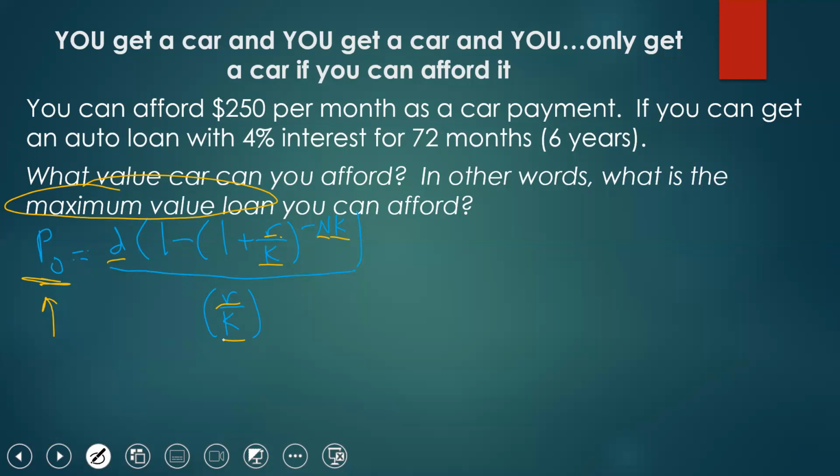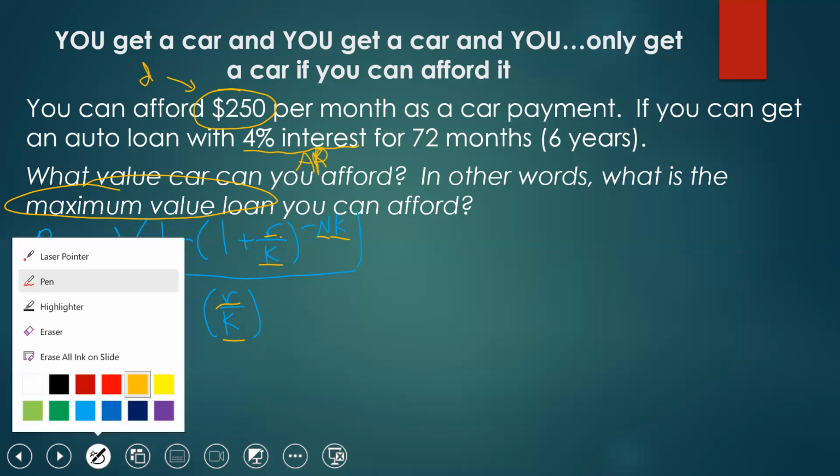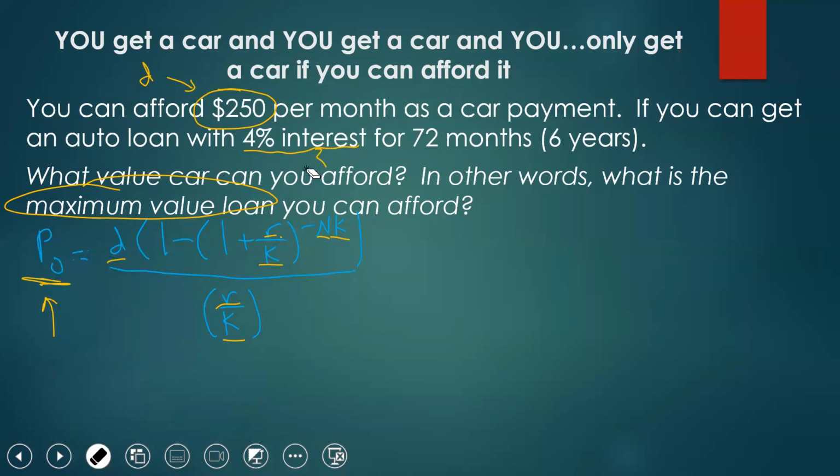So first thing we see is that we're told you can afford $250 per month. So that would tell us that would be our payment amount. So that'd be our value for the letter D. We can get an auto loan with 4% interest, and we can assume in this case that that's our APR, which will be our value for lowercase r there.